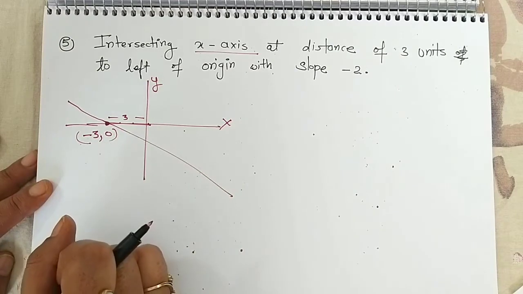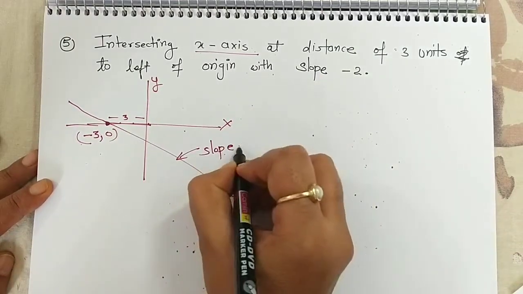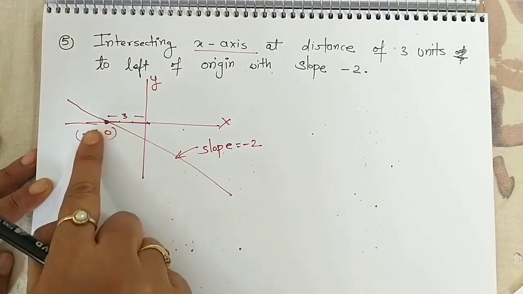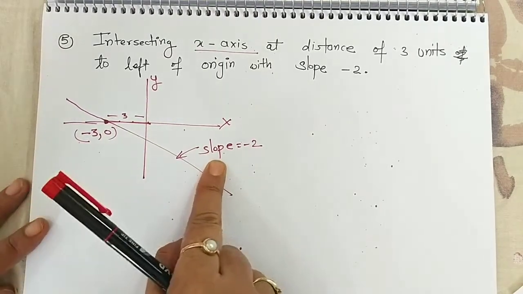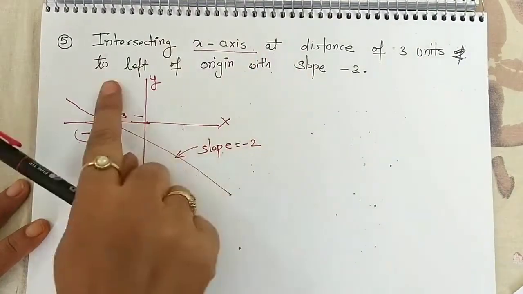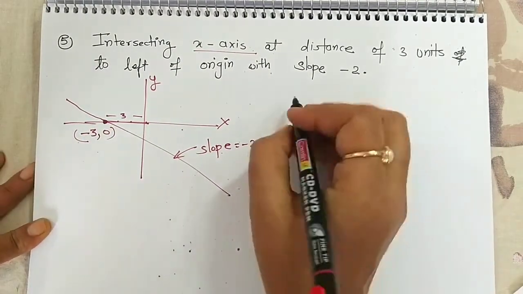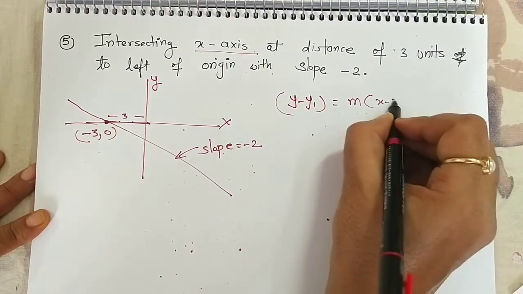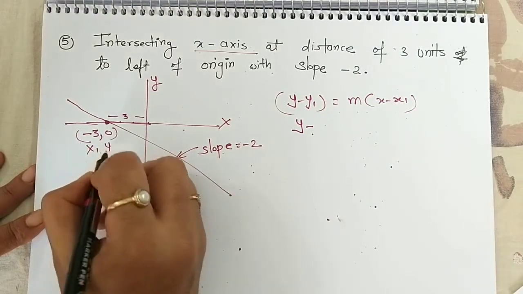(-3, 0). Second thing, they have given the slope. Slope is given minus 2. So indirectly 2 things are given. One is the point and one is the slope. It is cutting 3 units on the left of x-axis. So I've been given 1 point and the slope. So what is the equation? y minus y1 equals m into (x minus x1).